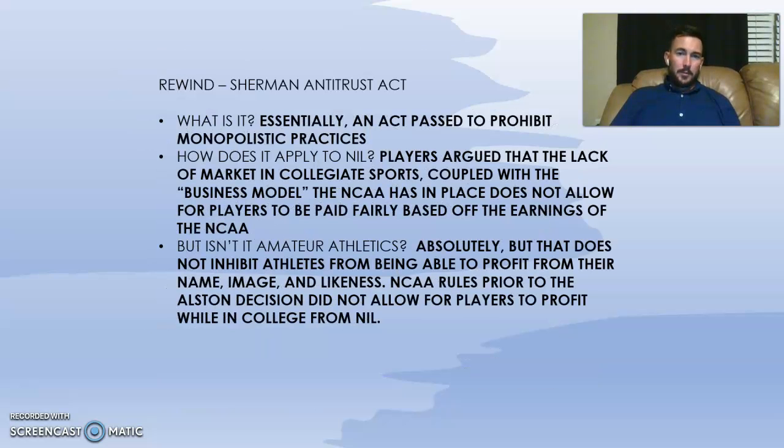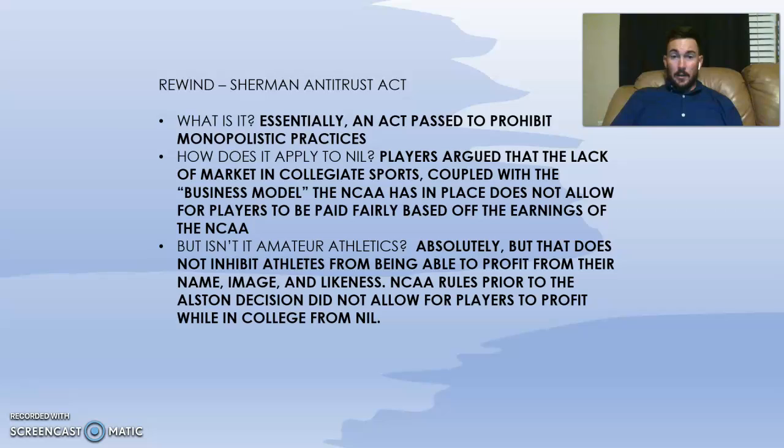So we're going to push back a few slides and talk about the Sherman Antitrust Act. Essentially, it's an act passed to prohibit monopolistic practices. It applies to NIL because the players used the argument of violating the Sherman Antitrust Act: there was a lack of a market in collegiate sports, coupled with the business model that the NCAA has in place, which does not allow for players to be paid fairly based off the earnings of the NCAA. So the NCAA makes millions of dollars, and players receive nothing except an academic scholarship.